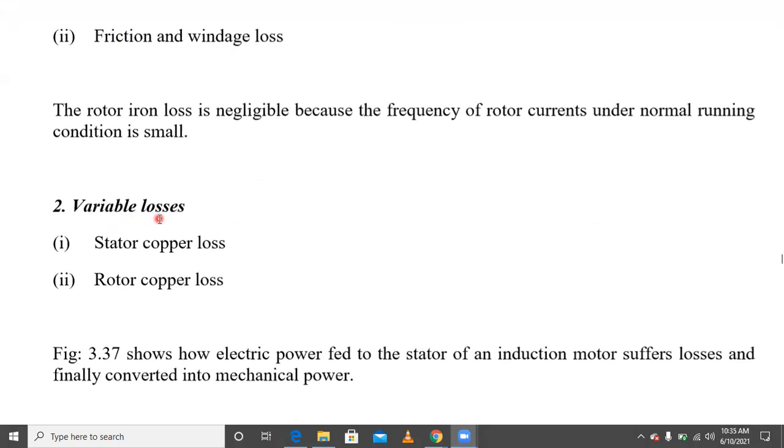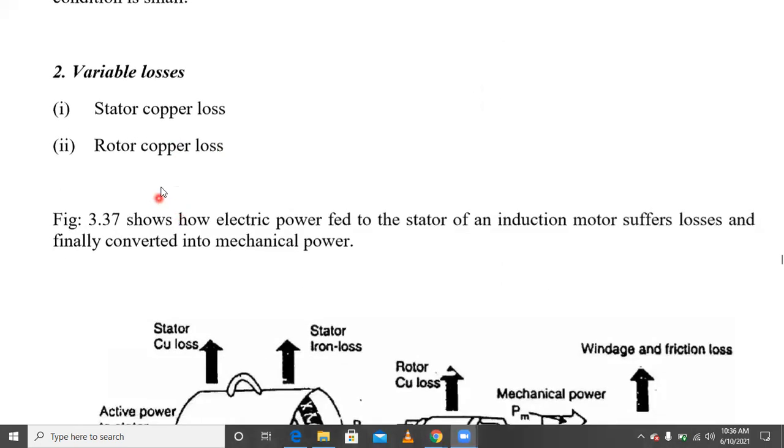Then the variable losses are stator copper loss and rotor copper loss. Variable losses depend on load. When the load changes, the current changes, and that's why copper loss also changes. Copper loss is nothing but I square R loss. The stator has winding, and the loss that takes place in the winding is the stator copper loss, the I square R loss.